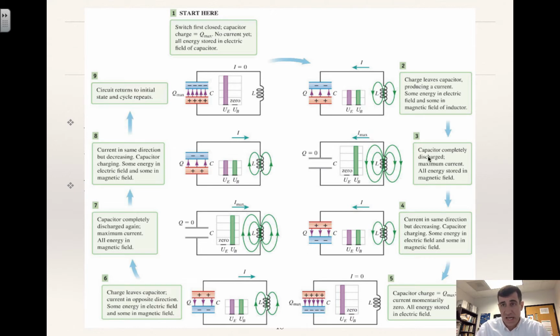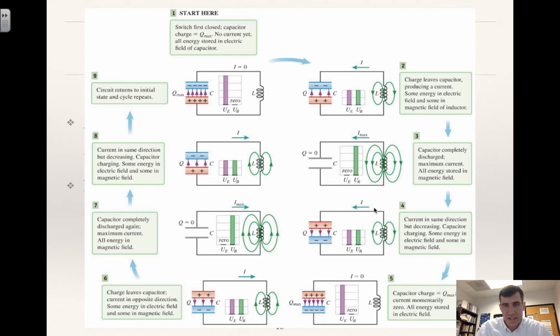So eventually the capacitor is completely discharged, right? And at that point the current is a maximum, and so then all of the energy is stored in the inductor, in the magnetic field. But now we have nothing driving the current anymore, so the current is actually going to start to decrease again. And it's going to go in the opposite direction. Right, because the flux through the inductor decreases, so that's going to induce an EMF and we're going to get a current again.